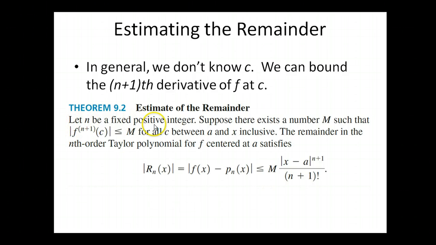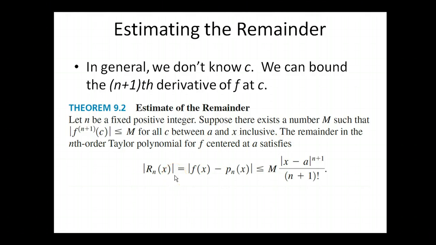So let n be a positive fixed integer, just so that we're talking about integer derivatives. Suppose there exists a number m such that you can bound the n plus 1th derivative by it. What this really means is that the n plus 1th derivative is between negative m and m. That's all that means. The remainder in the nth order Taylor polynomial for f centered at a satisfies the following.